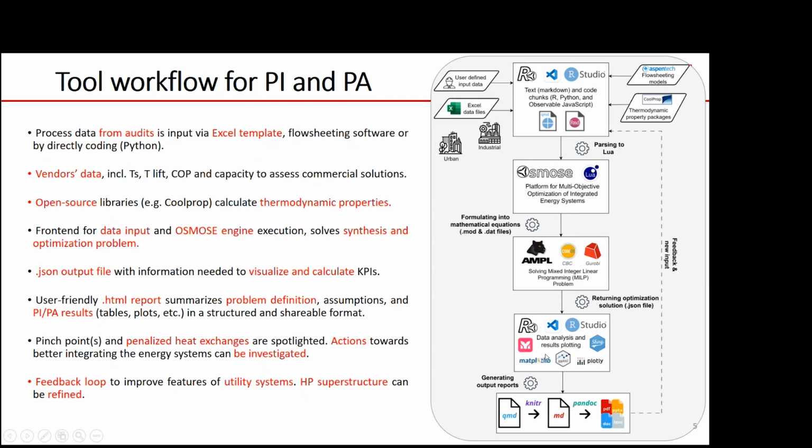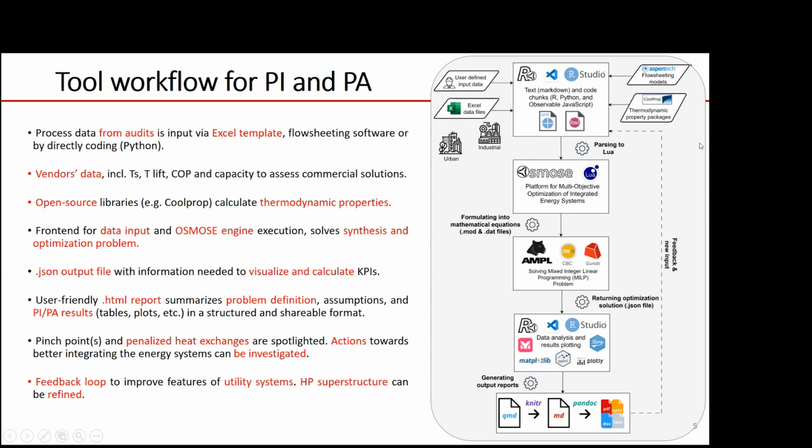So when you generate that report, you can have a feedback loop, because you will have an HTML report that summarizes everything: the problem definition, the assumptions, the results with the tables. It's structured, and you can share it because it's basically an HTML file in a folder. You can zip the folder and share it with your manager. It's important because at the end you can have a feedback loop.